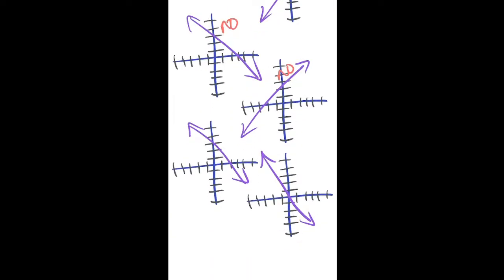This one should be an absolute yes. It goes through 0, 0. It's a straight line. This one should be a no. It's a straight line. It does not go through 0, 0. This should be a no. It's a straight line. Does not go through 0, 0. It should be a no. It's a straight line. Does not go through 0, 0. This should be a yes. It's a straight line, and it goes through 0, 0. Okay? Question.